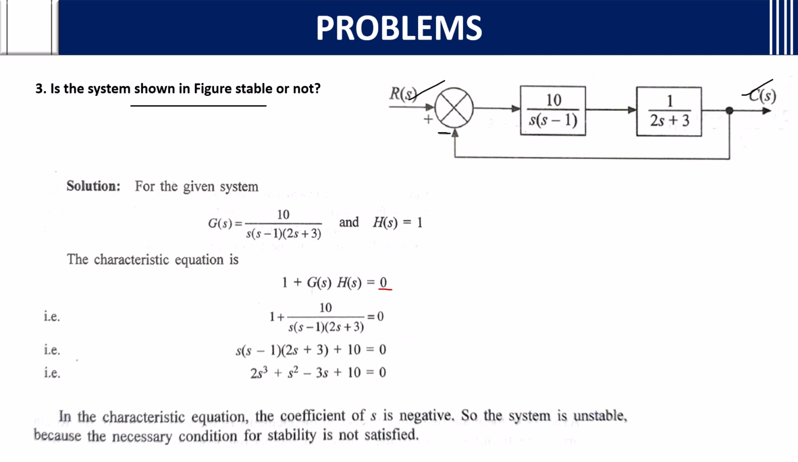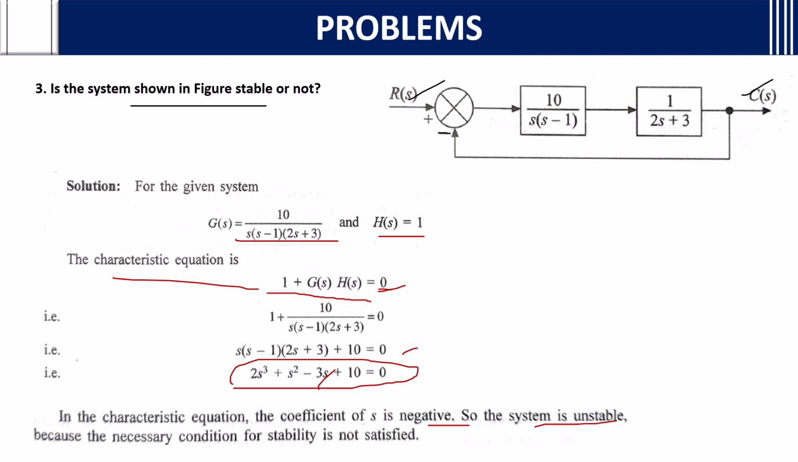But if you want the characteristic equation, what you should do is 1 plus G of S into H of S equals 0. You should do 1 plus 10 by S into (S minus 1) into (2S plus 3) equals 0. After calculating, you will get some characteristic equation like this. In the characteristic equation, if you see, the S coefficient is negative. So the system is unstable.